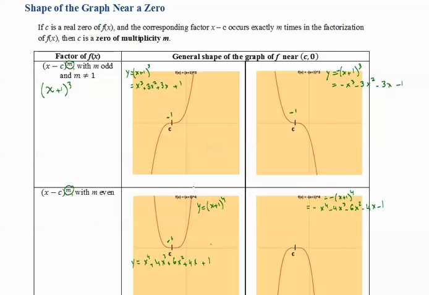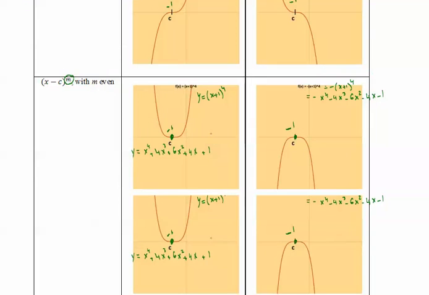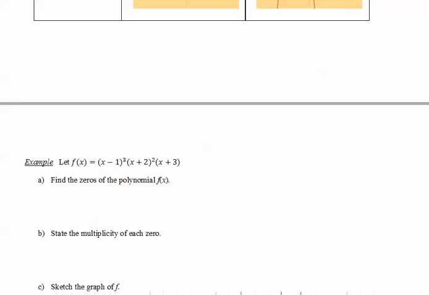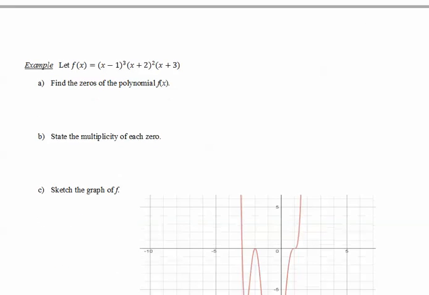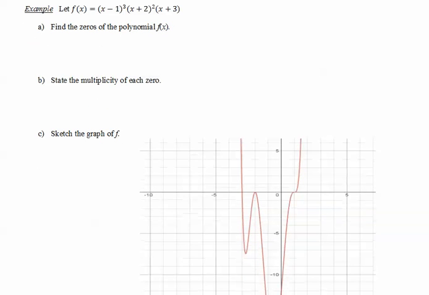The graph will kind of turn at this point here and here, which is negative 1 as well, and will barely touch it. So if the multiplicity is odd, it's going to cross the x-axis, and if the multiplicity is even, it will barely touch it. Let's see an example. If f of x equal (x minus 1) to the third, here we have odd, times (x plus 2) squared times (x plus 3), which is to the 1.